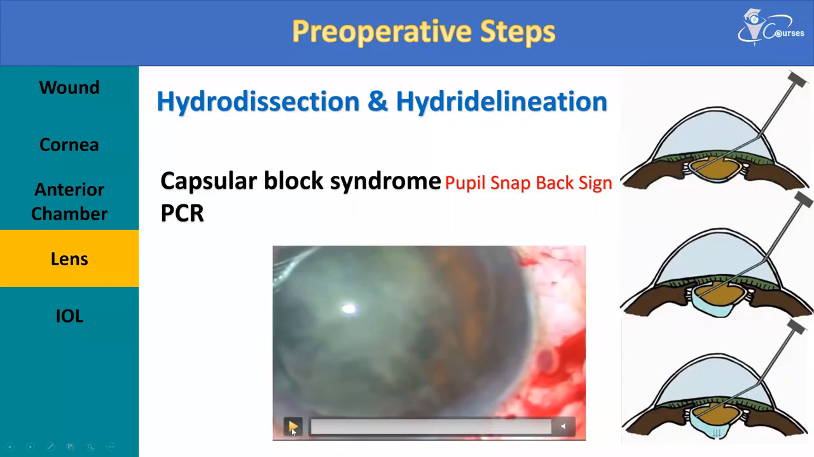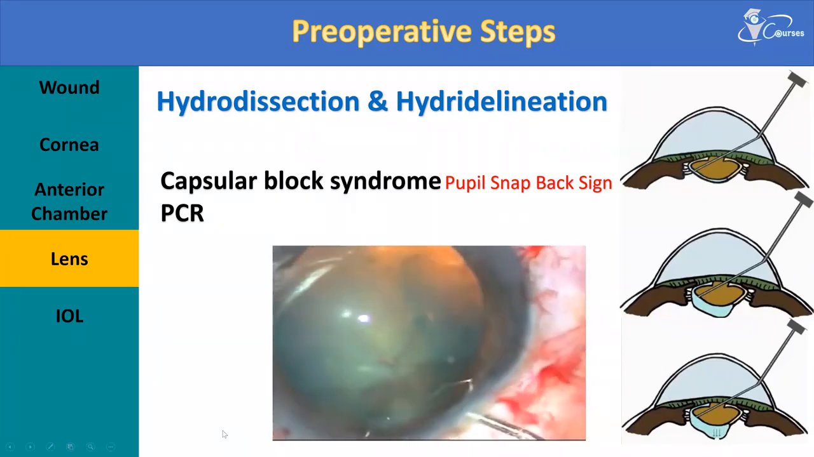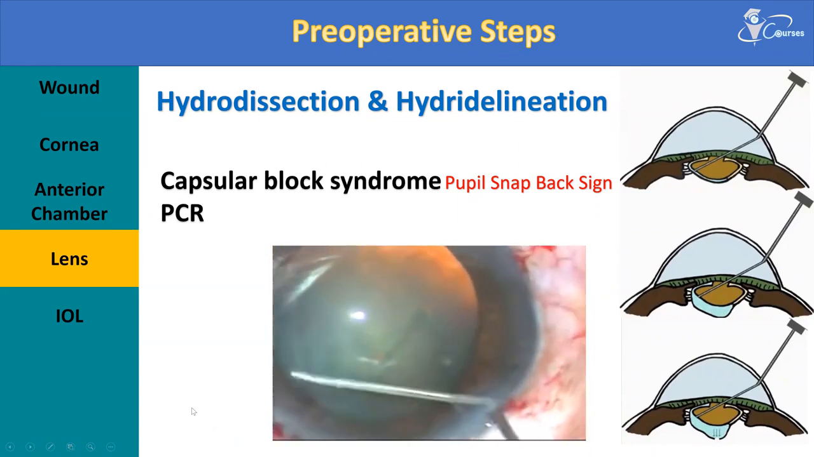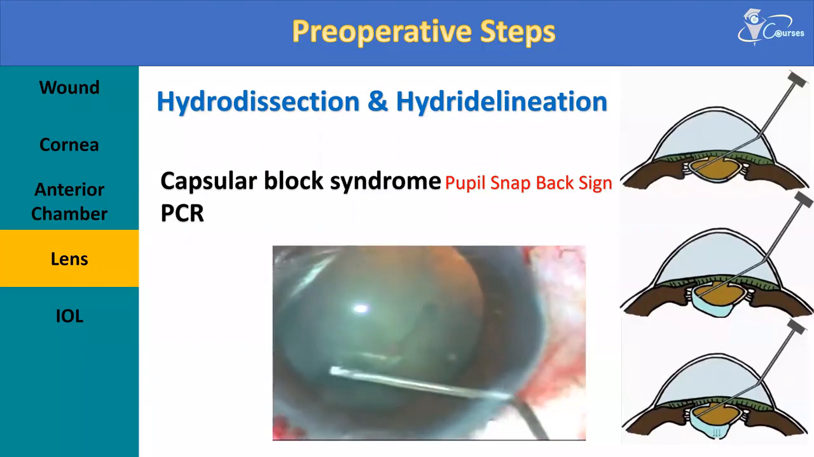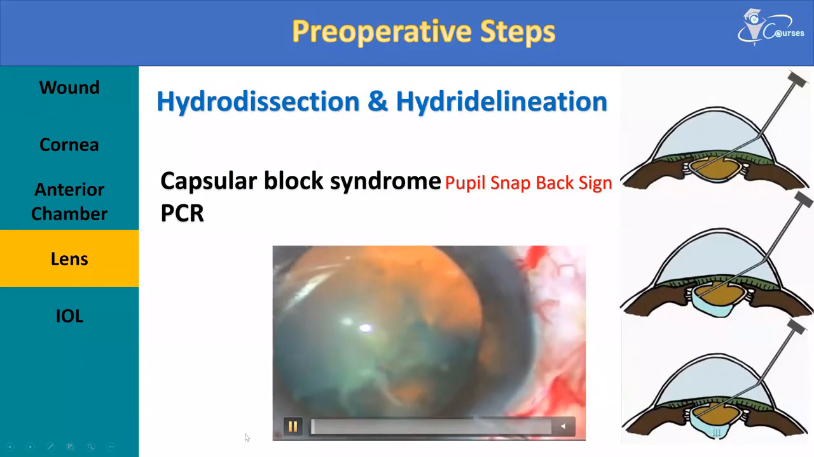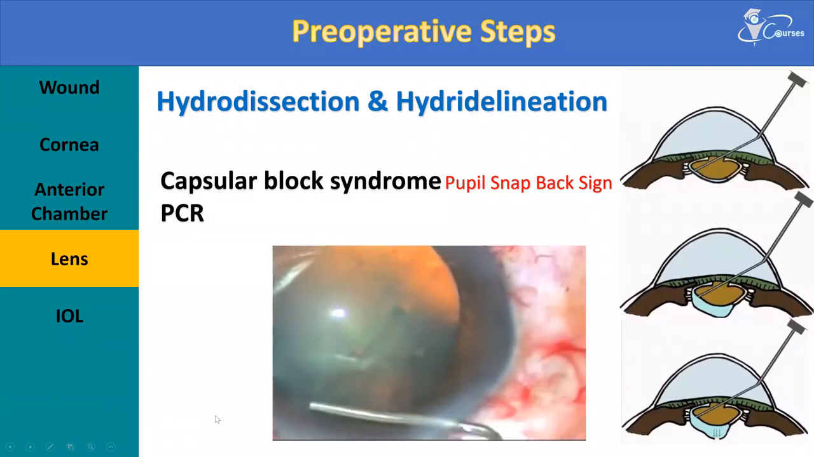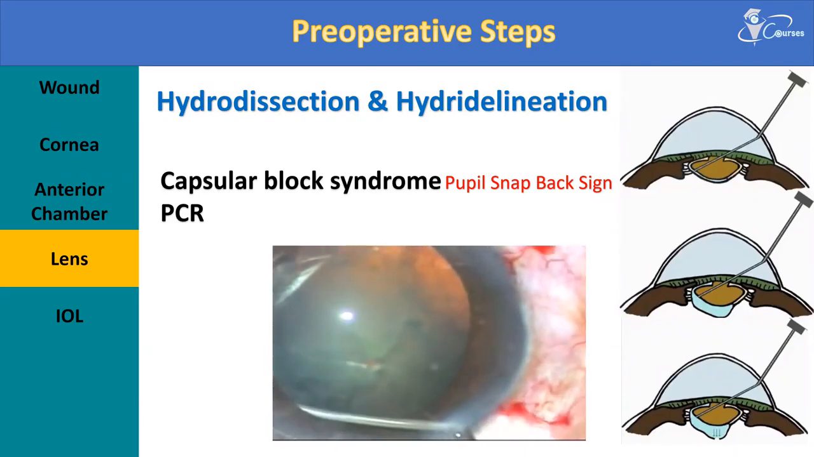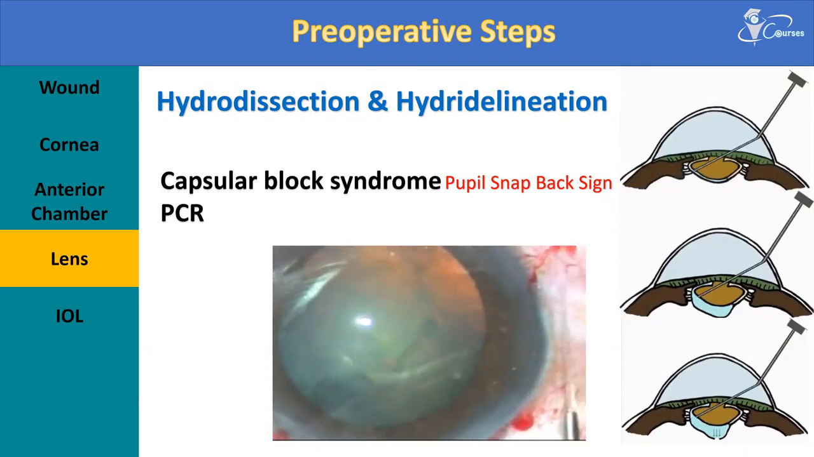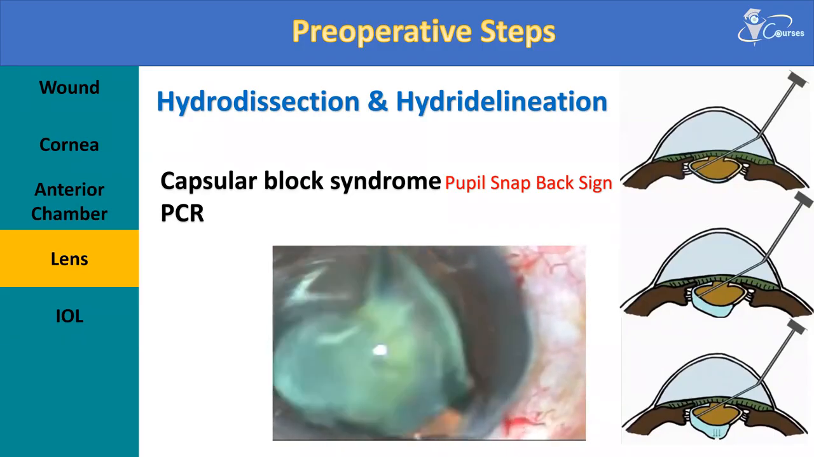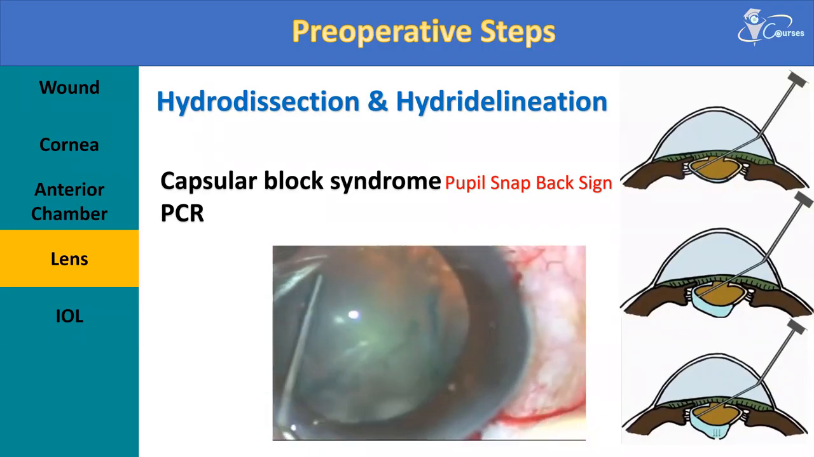Okay, let me show you it again for you to see the pupil snapback sign. So he's doing hydrodissection. Watch out now. You'll find the pupil will show sudden constriction. See it? Again. Now. So this is a capsular block, which will result in a posterior capsule rupture.